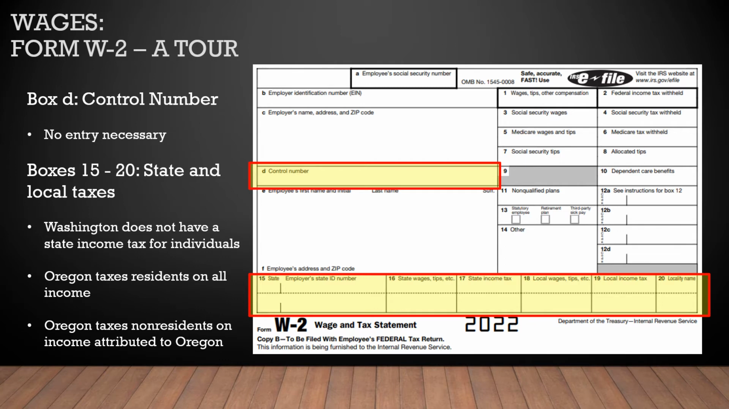Oregon, however, does have a state income tax, and we will see quite a few of these. As the season approaches, we will have a lesson covering how to do Oregon taxes. But for now, just note that Oregon taxes its residents on all income with few exceptions. Oregon also taxes non-residents on income that can be attributed to Oregon. Commonly, this is Washington residents who spend days working in Oregon.